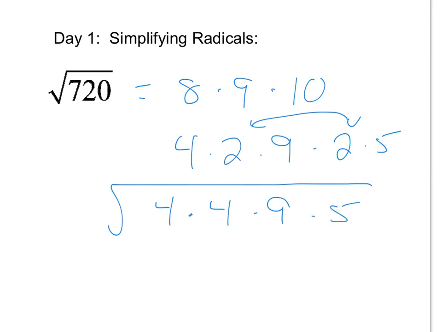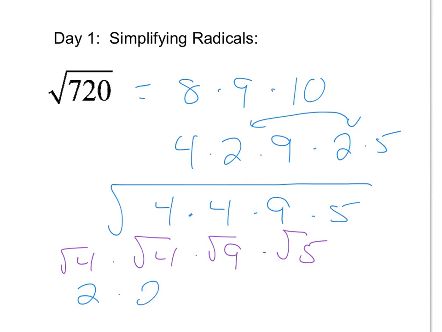So this becomes, back to purple, root 4 times root 4 times root 9 times root 5, which now, go to blue, root 4 is 2, times root 4 is 2, times root 9 is 3, times root 5, nothing I can do with that. Well, 2 times 2 is 4, 4 times 3 is 12, 12 times root 5 is my final answer.